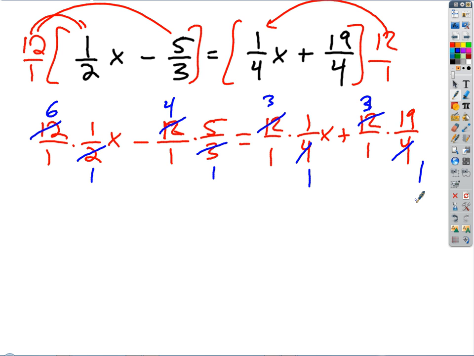And now when I multiply straight across, I just get 1s in the denominators of all those fractions. So I get 6 times 1x over 1 is just 6x. 4 times 5 is 20 over 1. 3 times 1x is 3x over 1, and then 3 times 19 is 57 over 1. So that's easy. We can do that one now, right? Gather the x's on one side, push the constants the other way, and then just divide both sides by whatever the coefficient of x is. Yeah, I'll leave that up to you.